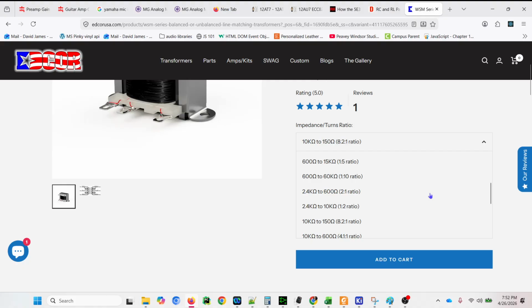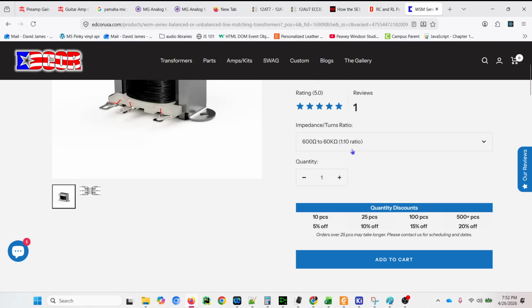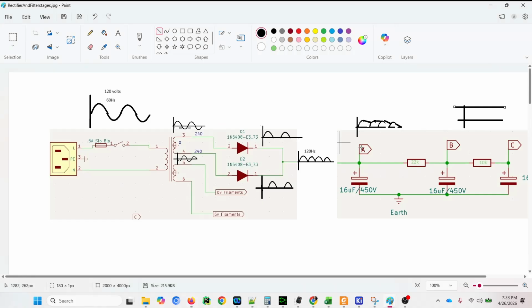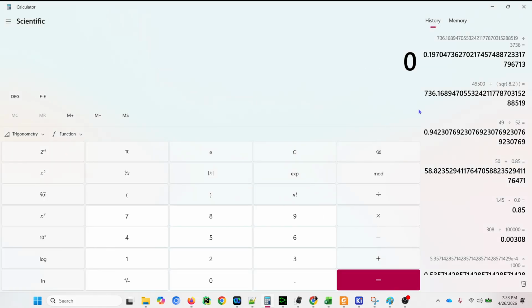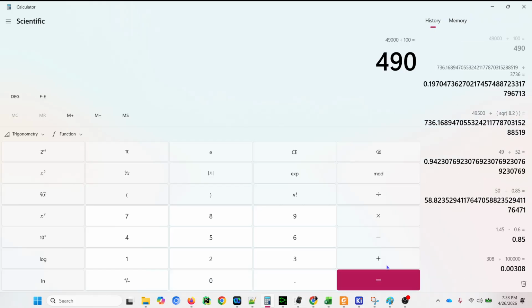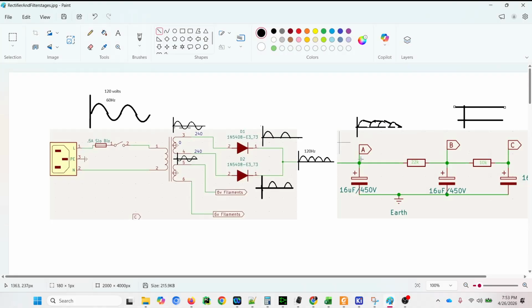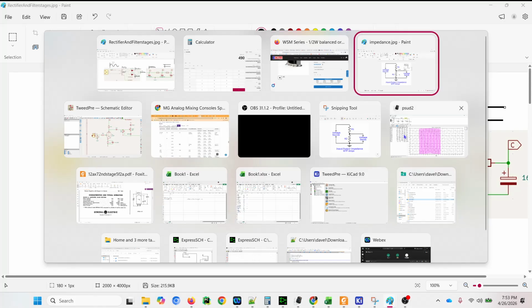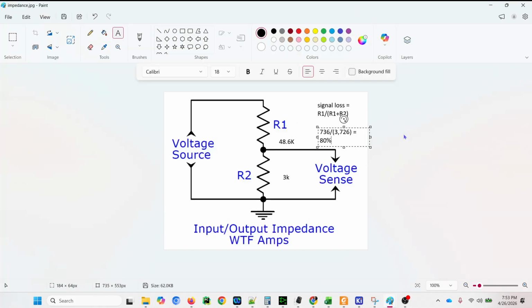a higher ratio. So this one has a 1:10 ratio, right? Again, you will have to divide by the winding ratio squared. So let's go back here. If we have 49,000, 10 squared is 100, so we divide this by 100. Now this transformer is going to get our output impedance down to 490 ohms, which is great.